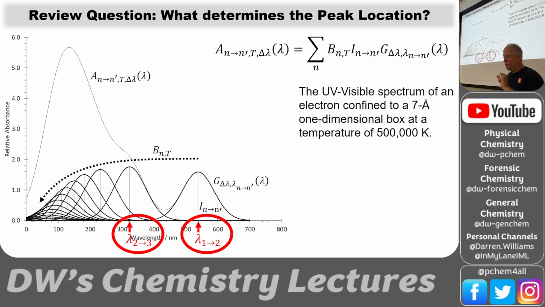Okay, so this is a bit of review. So what determines the peak location? That's that transition equation. The difference in energy levels tells us where those peaks will show up on the horizontal axis. So we took the delta E, converted it to wavelength, and so this would be the wavelength for the 1 to 2 transition, the wavelength for the 2 to 3 transition.